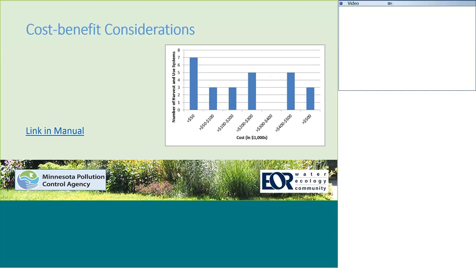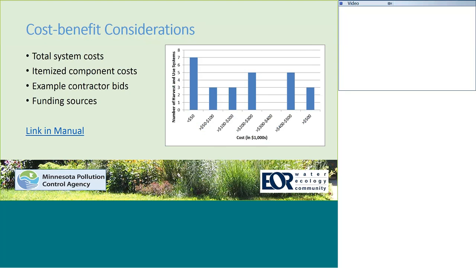Okay, that last question actually leads into the cost-benefit consideration section. So it'll be cost-benefit and then case studies ending this, at least me talking. So here we're going to talk about total system costs, itemized component costs. We'll show you some example contractor bids, the funding sources, and then some other financial incentives and benefits.